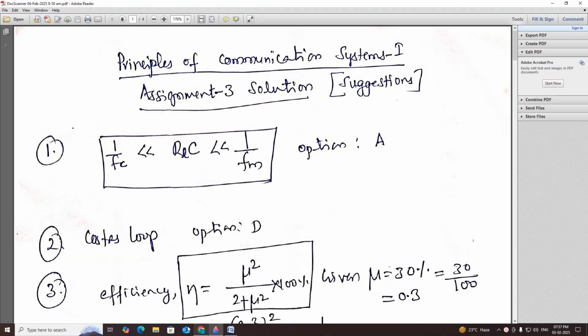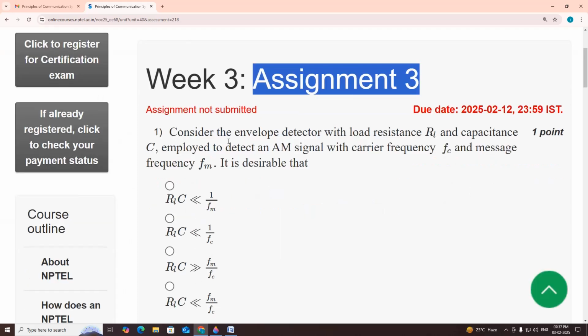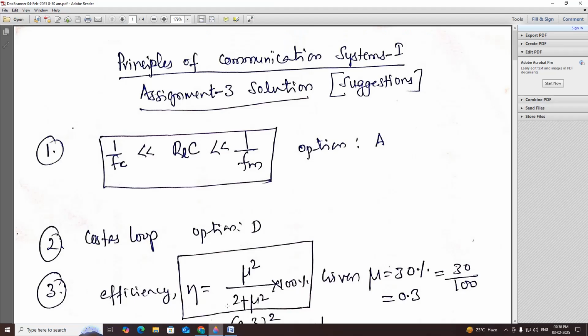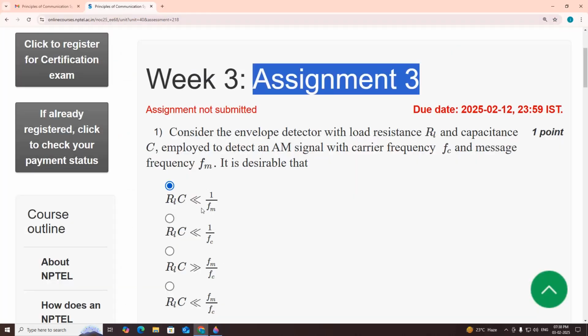First question is about an envelope detector with the load resistance RL and capacitance C employed to detect an AM signal with the carrier frequency fc and the message frequency fm. The product RLC is called the time constant. It must be much greater than 1 by fc and much smaller than 1 by fm. That means it is option A.